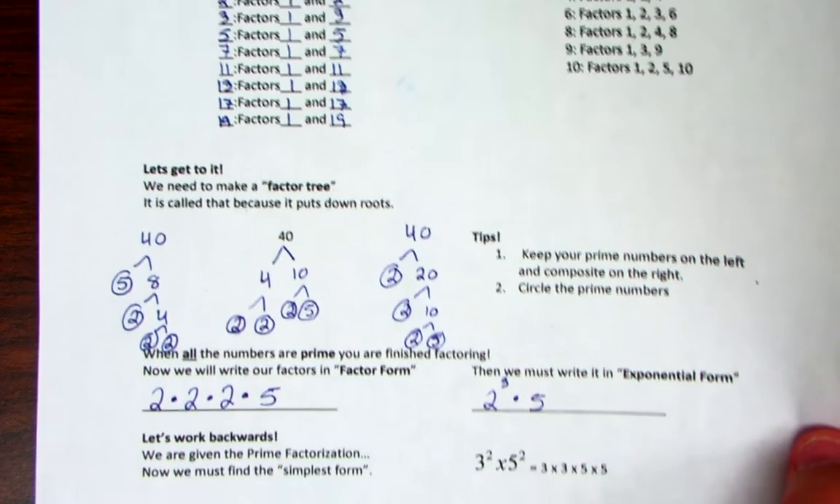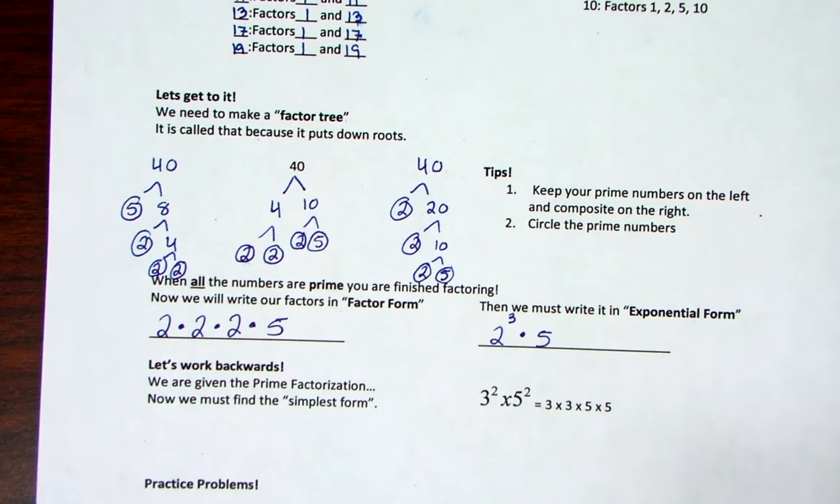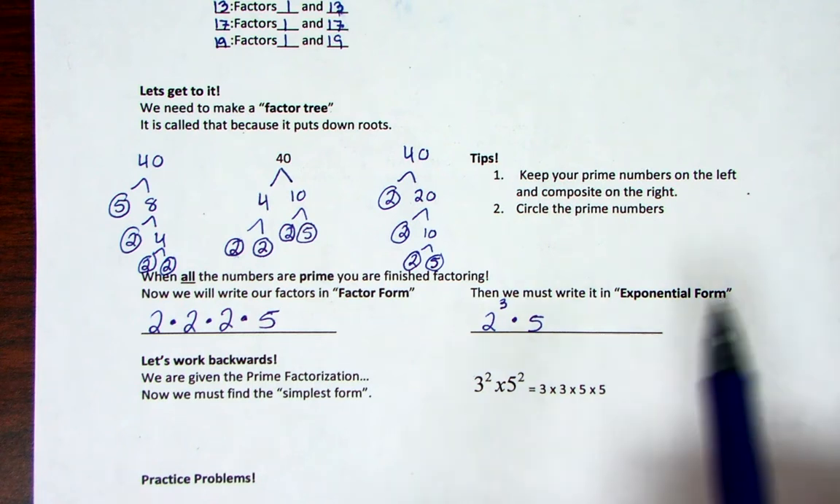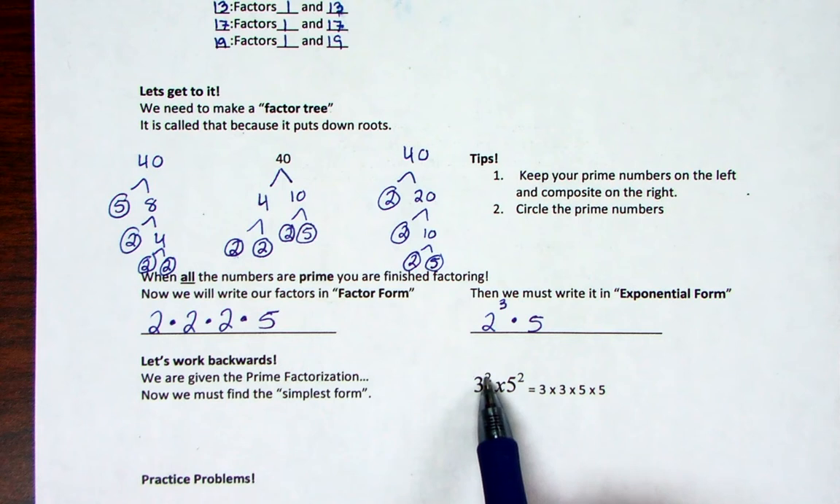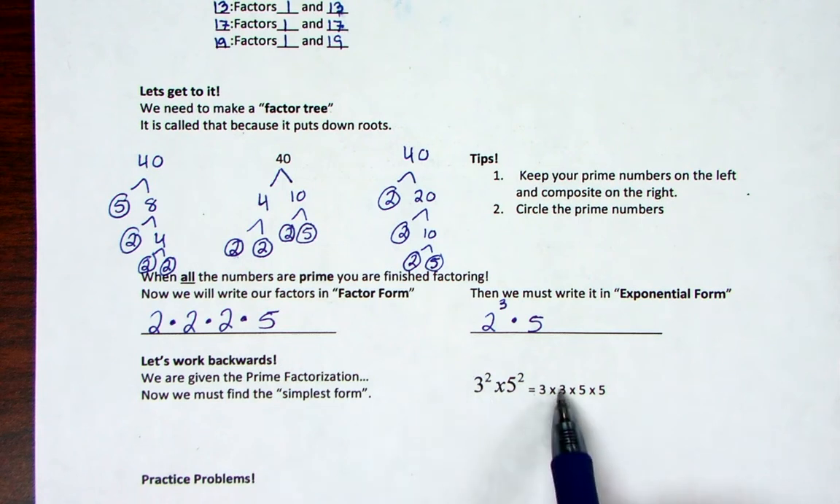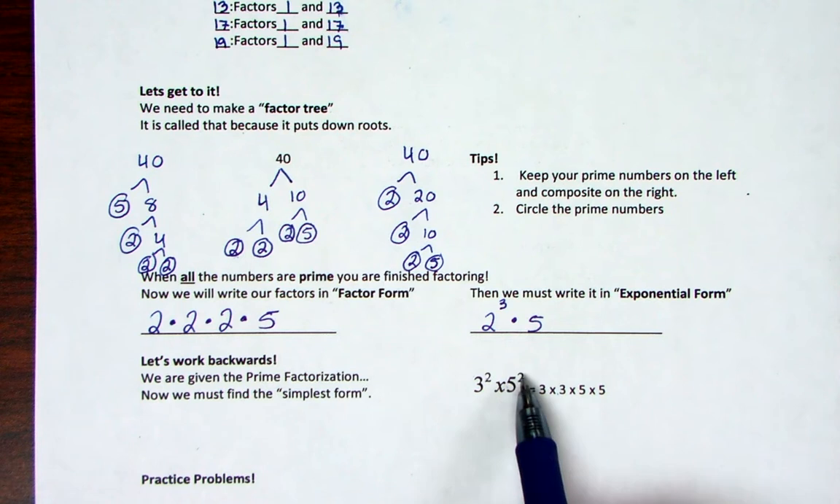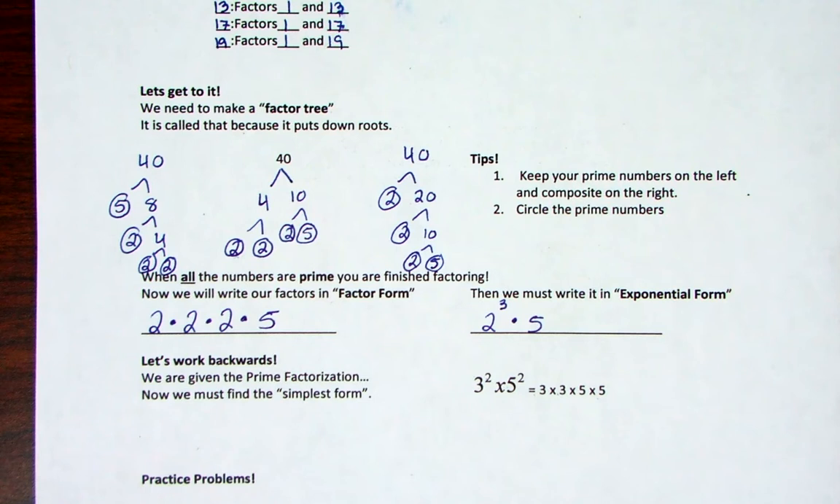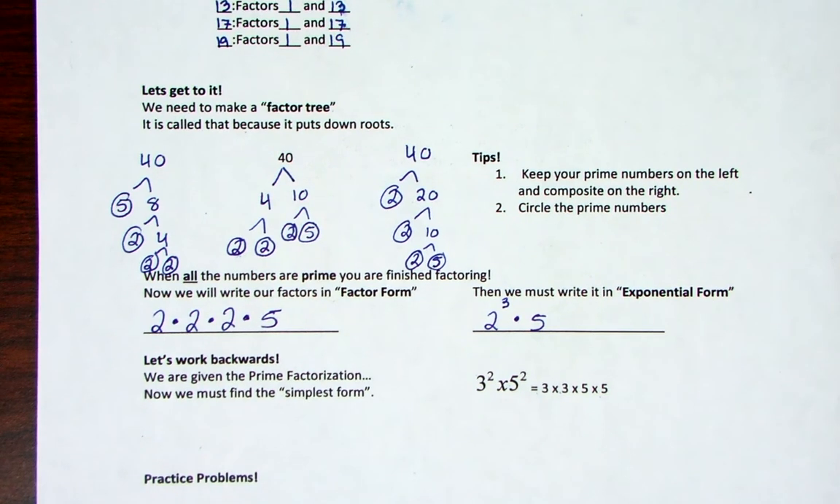All right. Now it says, let's work backwards. We are given the prime factorization. Now we must find the simplest form. Well, notice how it says 3 squared. So that means we should have 2 3's, which I do. Then it says 5 squared. So I should have 2 5's, which I do. Now let's go ahead and break this up simply. Some of you are really going to do 3 times 3 is 9, 9 times 5 is 45, and then 45 times 5. You may do that if you want, but I'm going to make it simple here.